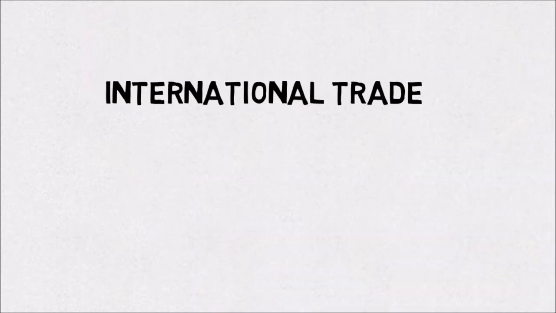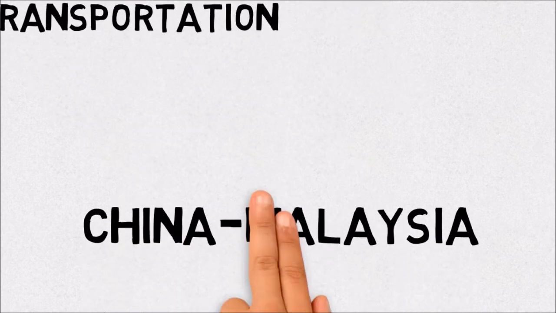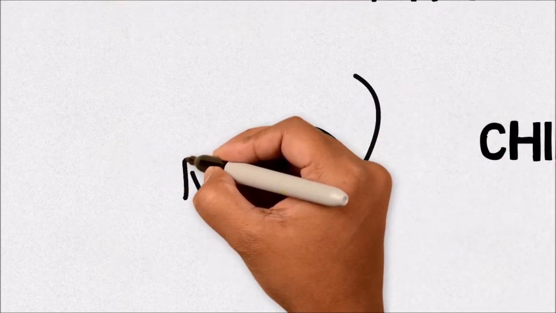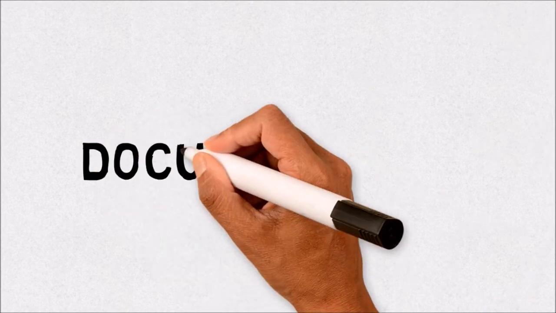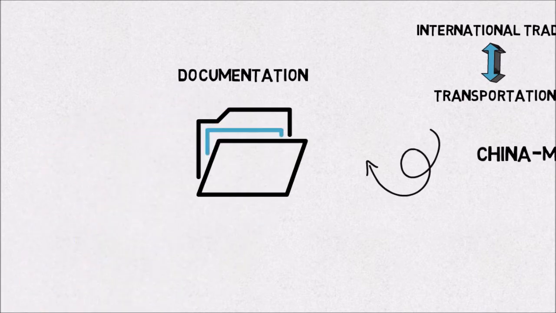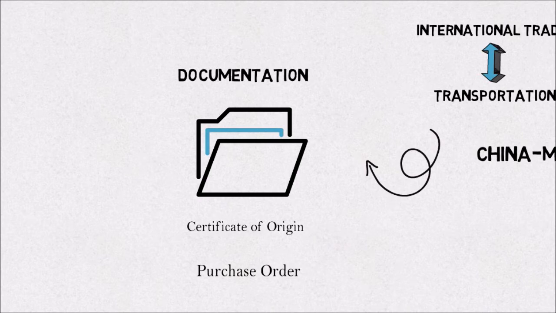International trade involves transportation that goes across national borders. For example, international trade between China and Malaysia. In order to deliver your product, transportation includes different types of documentation. When you buy a product from a different country, the product must have the certificate of origin that refers to the country where the product was made. The next document is the purchase order. It is used when you make an order and it is a contract between you and the seller from China.